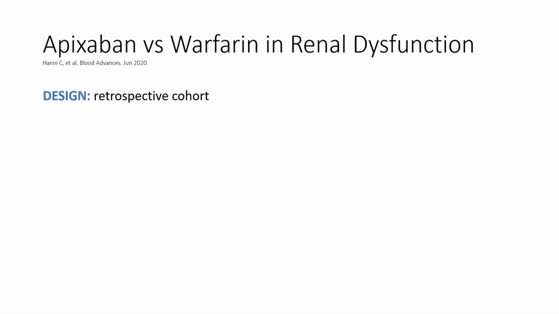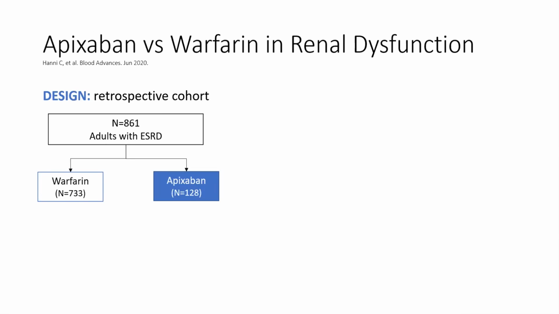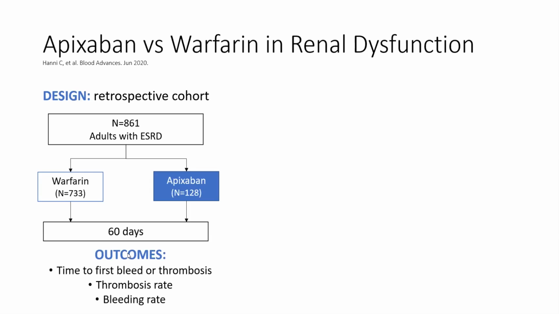Now let's take a look specifically at Apixaban versus warfarin in patients with end-stage renal disease. This was a retrospective cohort study in Blood Advances out earlier this year that looked at 861 patients with end-stage renal disease. They separated these patients into a warfarin and Apixaban cohort and followed these patients out 60 days. The primary outcomes were time to first bleed or thrombosis, and secondary outcomes were thrombosis and bleeding rate.